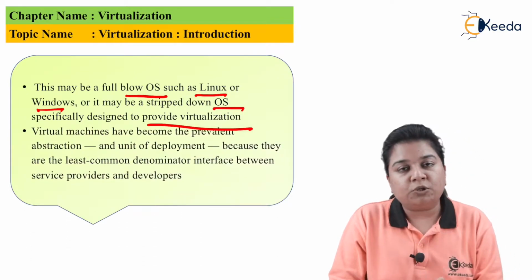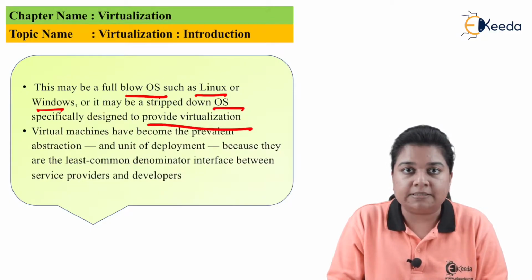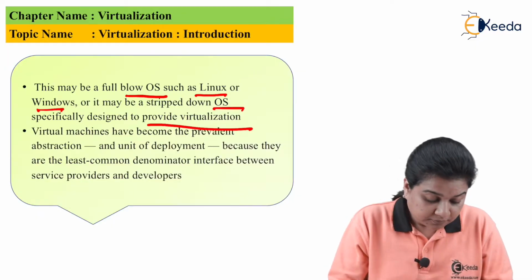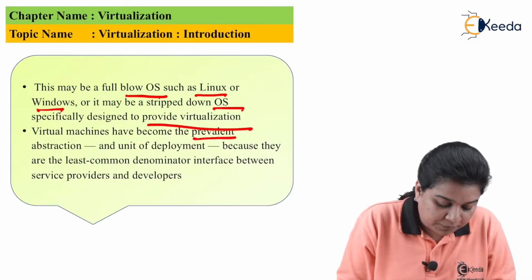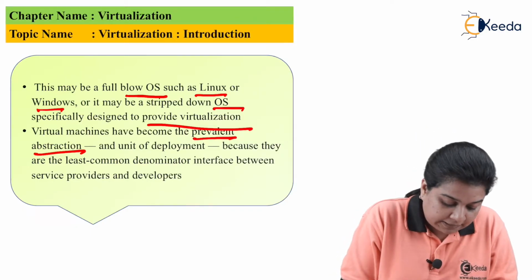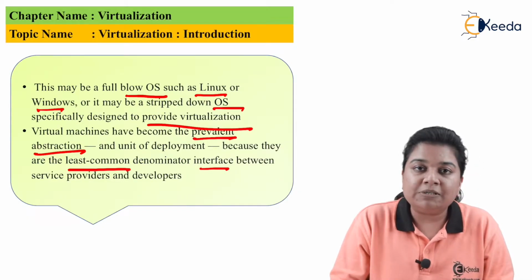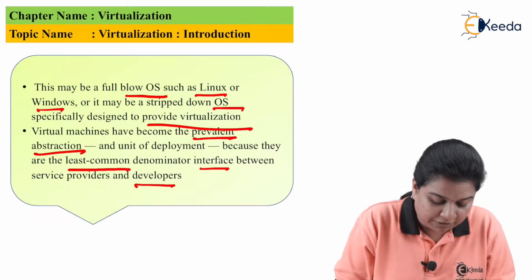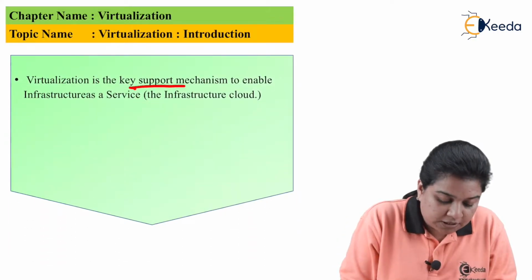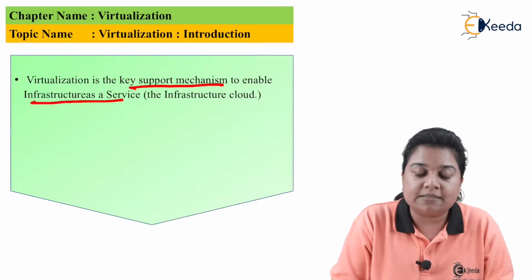That means virtual machines also have their own operating system, a full-blown operating system like Linux, Windows, Mac OS, etc. Virtual machines have become the prevalent abstraction and the unit of deployment because they are the least common denominator interface between service providers and developers. Virtualization is the key support mechanism to enable infrastructure as a service.